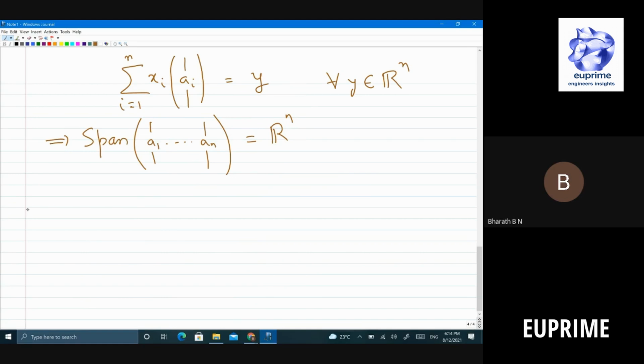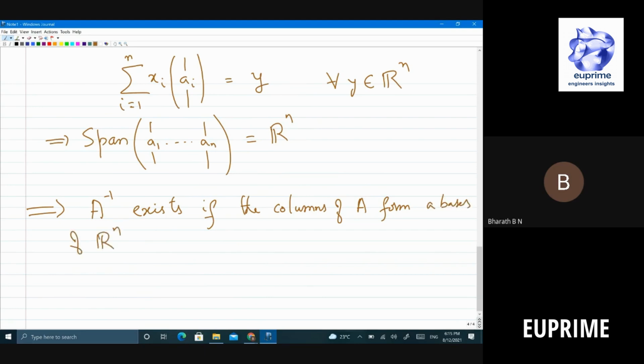So putting everything together, what do we get? A inverse exists if the columns of A are linearly independent and span the entire space. What is that called? Basis of Rn. Right? In other words, the columns should be linearly independent and should span the entire vector space. So what is the rank of a matrix? Can somebody tell me?